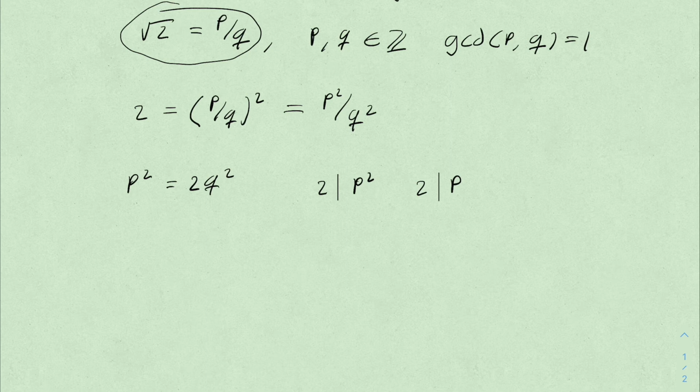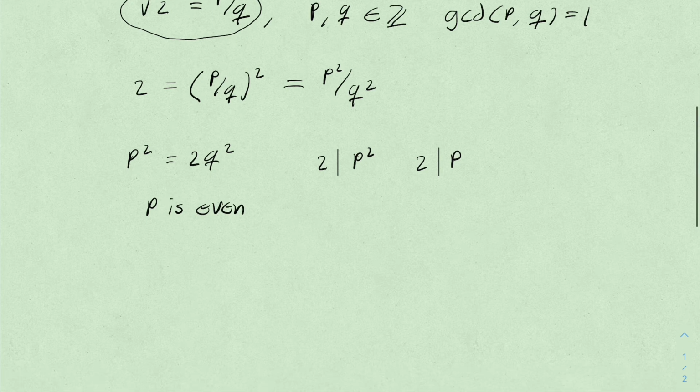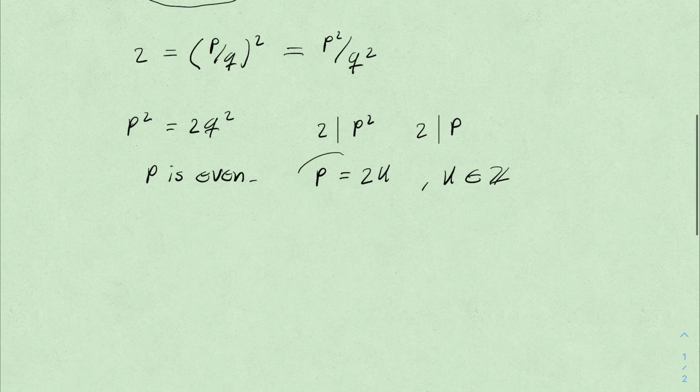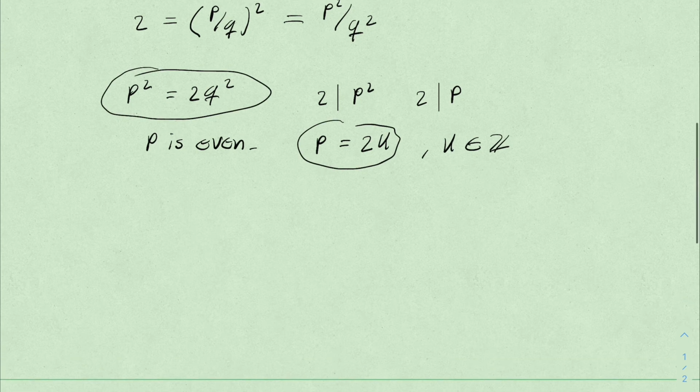Okay? So we have p is even. Now, what this means is that we can write p in the form of 2k, where k is some integer. Okay? So what we're going to do is take this result and this result, and we're going to combine them.